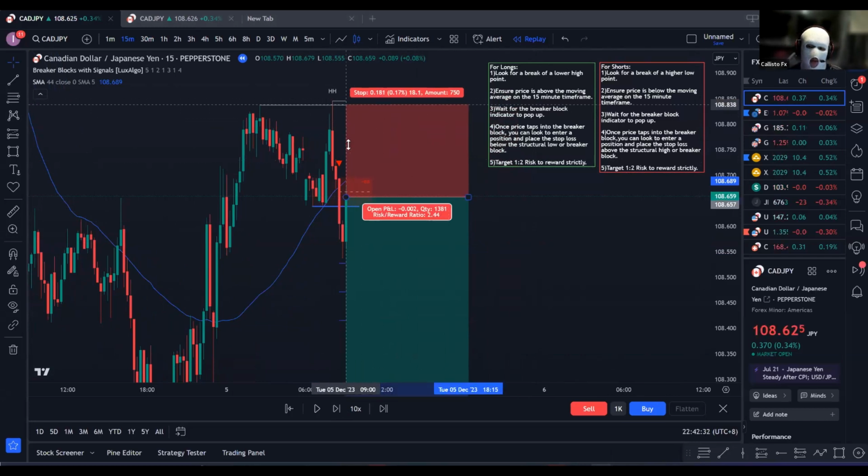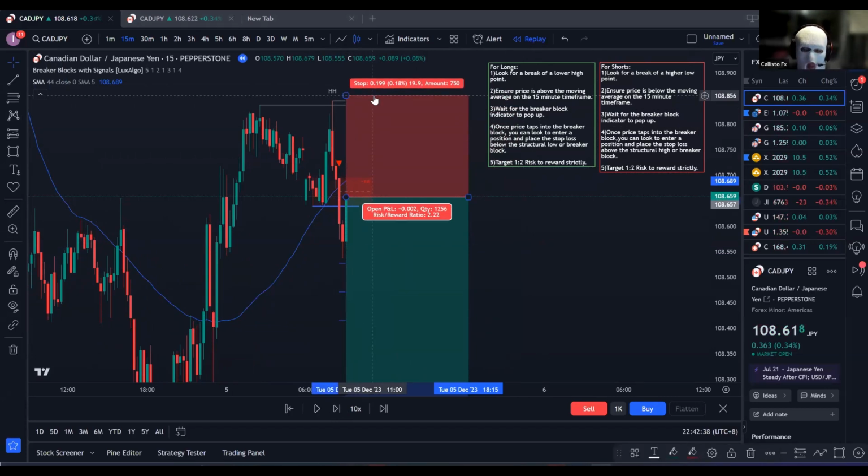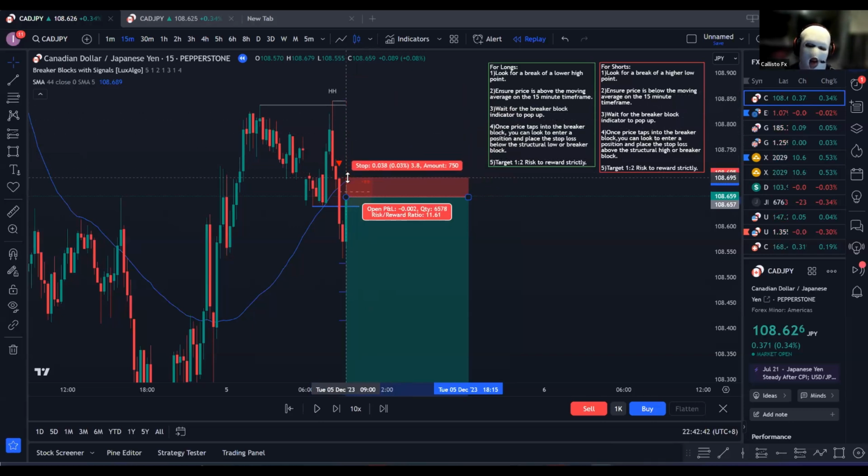Stop loss above here, which is the breaker block, or stop loss above the high. Now, why do I put my stop loss above the high instead of the breaker block? Let's be realistic. Who here trades with a 4 pip stop loss? Tell me right now. Who here trades with a 4 pip stop loss? No one, right? Exactly. No one here trades with a 4 pip stop loss.